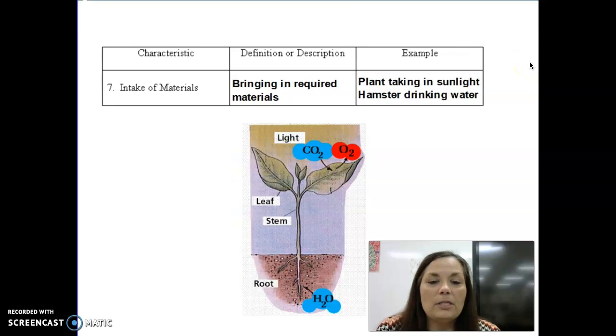All right, intake of materials. Now, guys, this is different than nutrition, okay? There are a lot of things that organisms take in to survive. An example for us is water. Water doesn't give us any nutritive value, but obviously you have to have it to survive. So think about this plant here. What else does it take in besides water? It also takes in sunlight. It takes in carbon dioxide, okay? So this is anything you take in for survival.